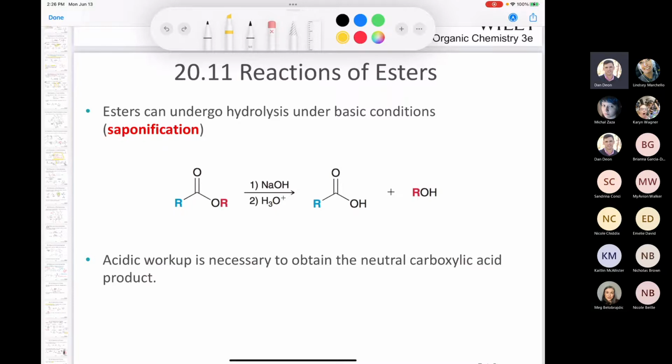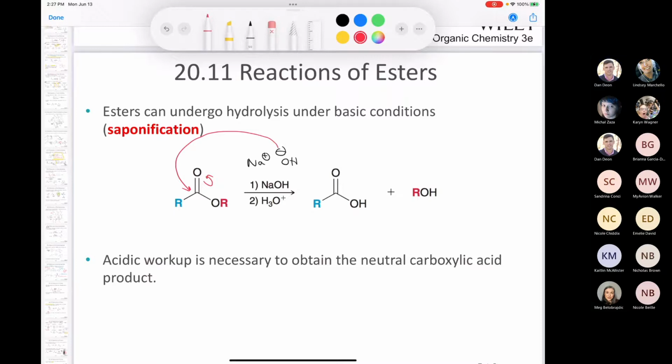Another very important reaction. You must know the mechanism of saponification. I'm going to go over it with you. But you can imagine that if you have sodium hydroxide, you have the sodium cation, the hydroxide anion. Well, hydroxide is definitely nucleophilic enough to attack the ester. It's going to attack that ester to form a tetrahedral intermediate. And then after a couple of steps, you can form a carboxylate.